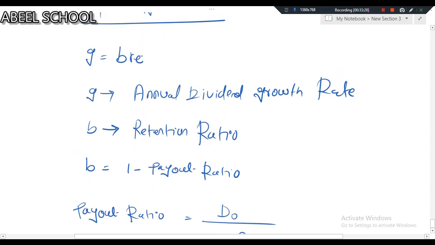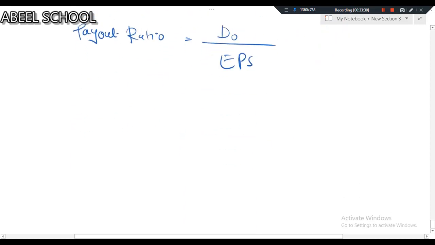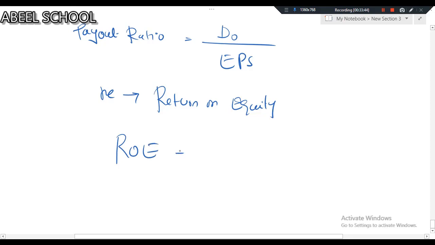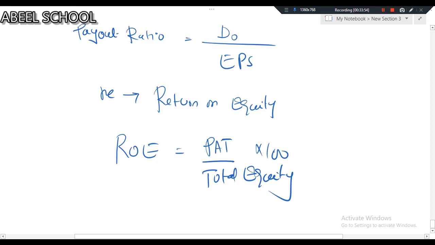Now in the formula we have RE. Now the question is, what is this RE? RE is return on equity. How do we calculate RE, return on equity? It is equal to profit after tax divided by total equity, times 100. Now, dear student, try to understand a very important point.